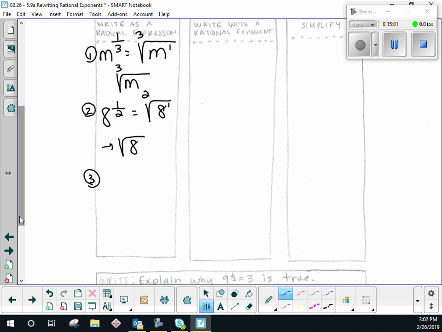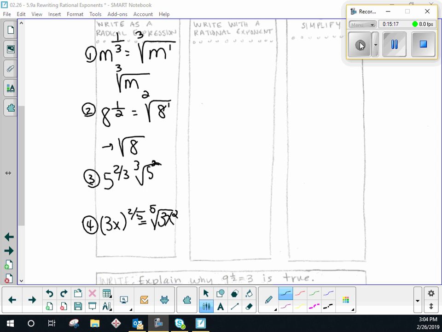Okay, do these two. 5 to the 2/3 and 3x parentheses to the 2/5. Okay, so number 3 is correct. 5, the 2 is in the radical, right? Yes. Okay, the 2 is in the radical. I'm just going to be picky on it, just so everyone, like if anyone's looking at this on Google Classroom, they know. So that's 5 squared cubed, okay?